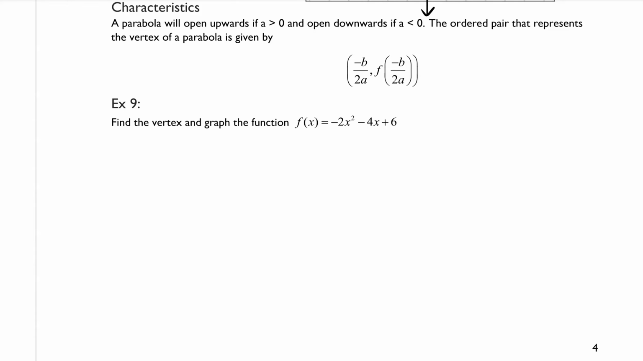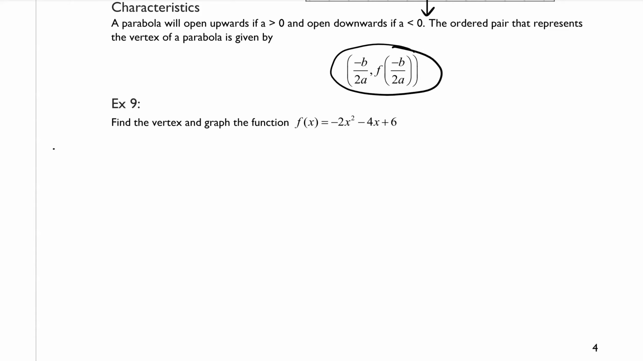Okay, so now we're going to work on example 9. It says find the vertex and graph the function f of x equals negative 2x squared minus 4x plus 6. And we're going to use this formula right here. It asks us to first find the vertex.